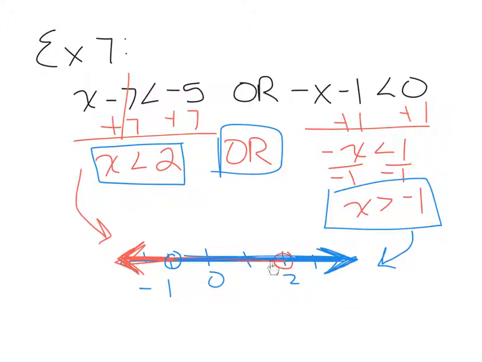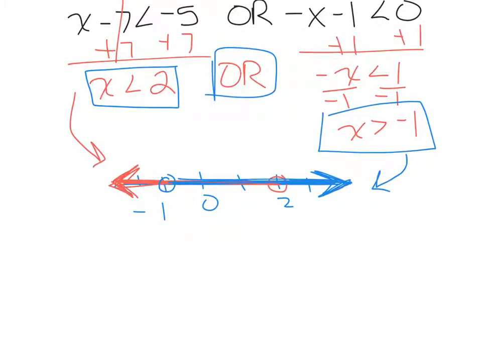If this was an and, we would only be looking at the overlap here in the middle. But since it's an or, everything that is less than 2, even these over here, and everything greater than negative 1, even these over here, that's what the or does. It's different from and. Or means everything that meets those qualifications. So it looks like my entire graph is shaded here. If that's the case, then the solution set is all real numbers.